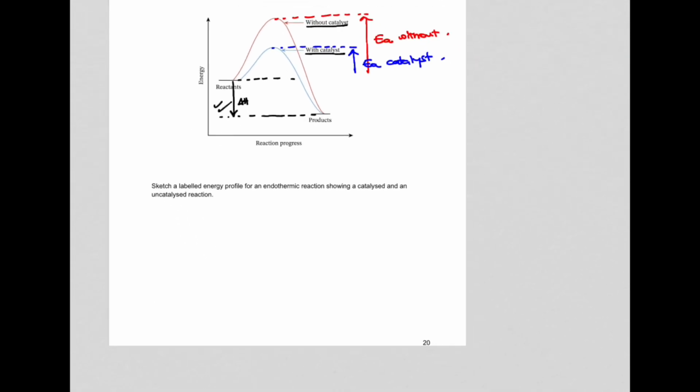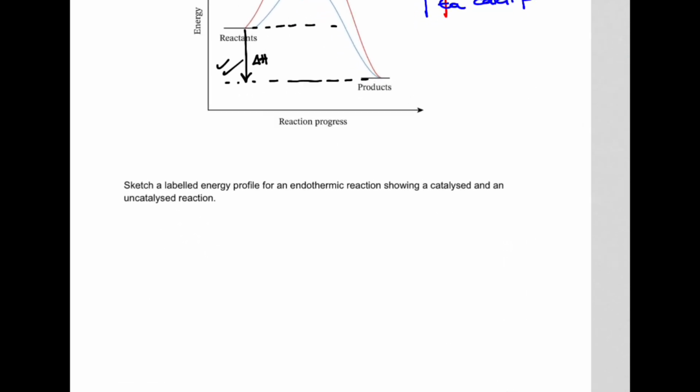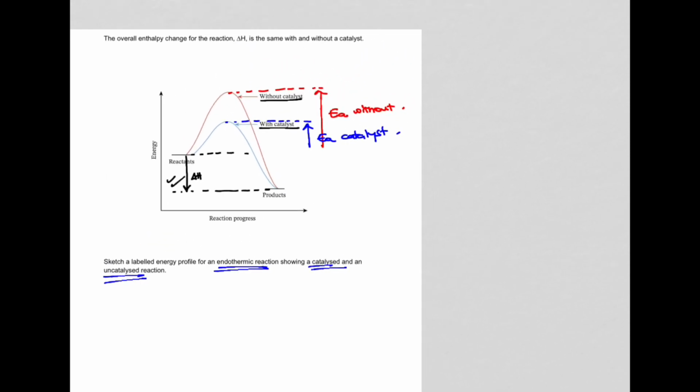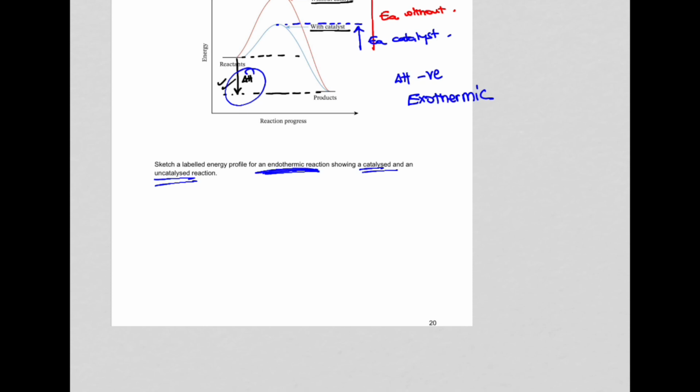Now you're going to sketch a labeled energy profile diagram for an endothermic reaction showing a catalyzed and an uncatalyzed reaction. What you have here is delta H going down, so delta H is negative. So if delta H is negative, it is exothermic. Now I'm going to be looking for delta H being positive in an endothermic reaction. So pause the video, try to work it out, and then check your answer.